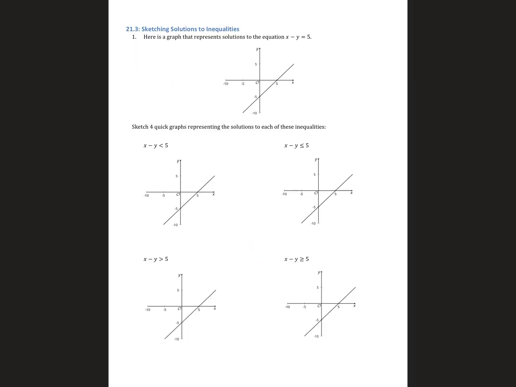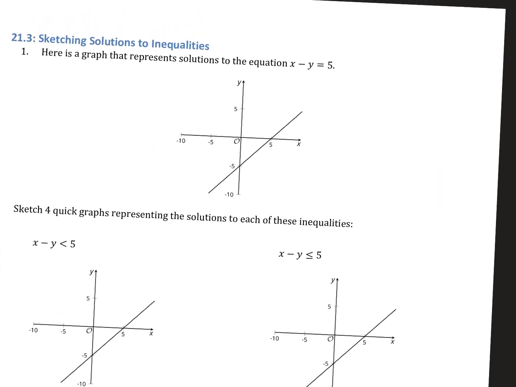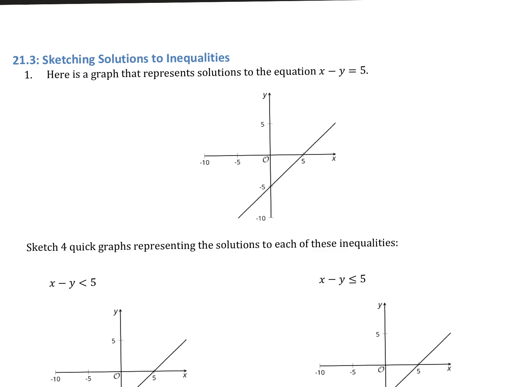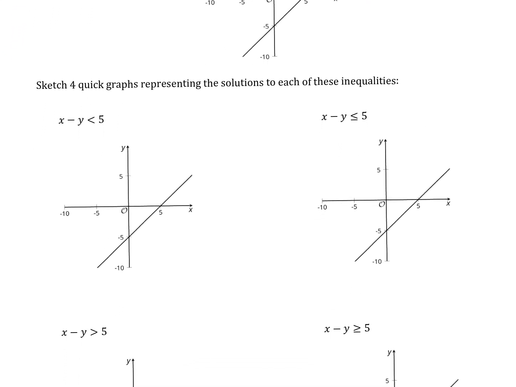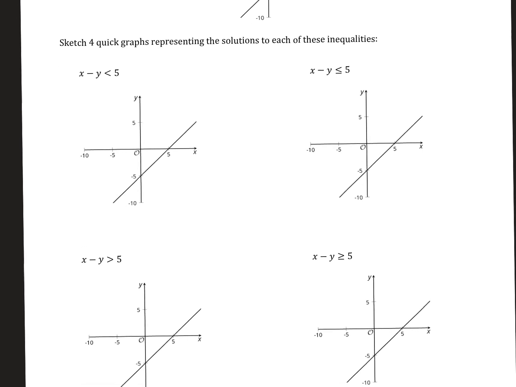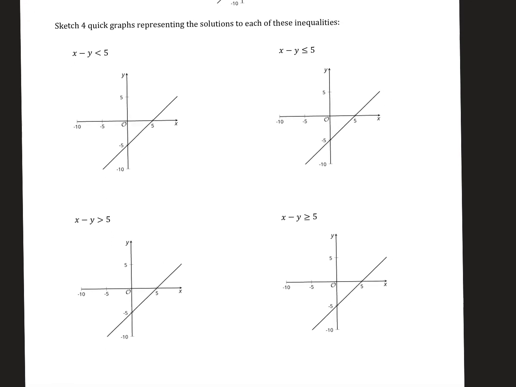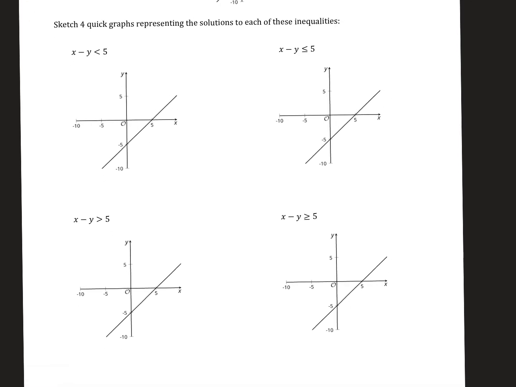So on the next page, they have graphed the equation x minus y equals 5. That's this equation right here on the graph. Your job is to sketch 4 quick graphs representing the solution to each of these inequalities. So part of these are all the same. They all have x minus y. They all have 5. What's different about them is the inequality symbols.